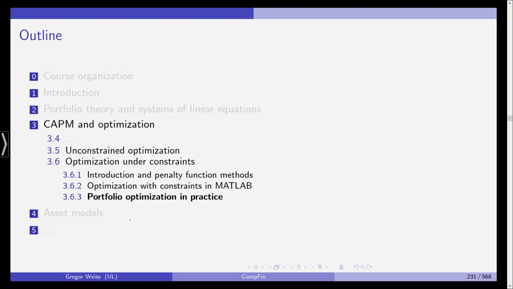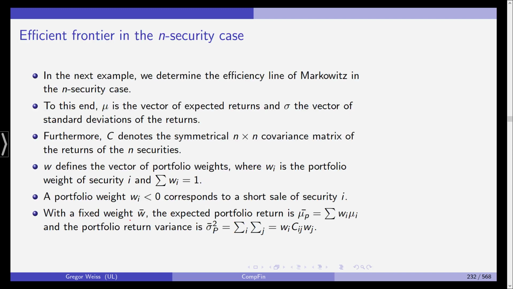So very simple: fminunc for optimization without constraints, and fmincon for generic optimization with constraints. It's only a question of how to define those constraints. And then now for the remainder of the lesson, let's have a look at portfolio optimization in practice.